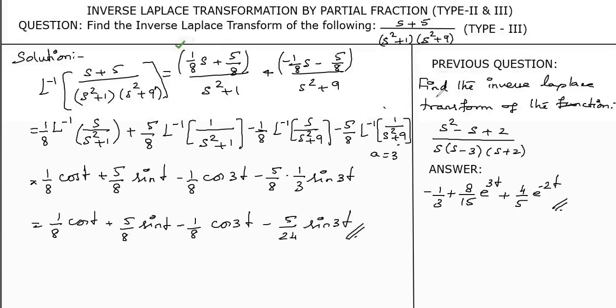From the previous video, I had given the question: find the inverse Laplace transform of the function s squared minus s plus 2 over s times s minus 3 times s plus 2. The answer is minus 1 over 3 plus 8 over 15 e to the power 3t plus 4 over 5 e to the power minus 2t.